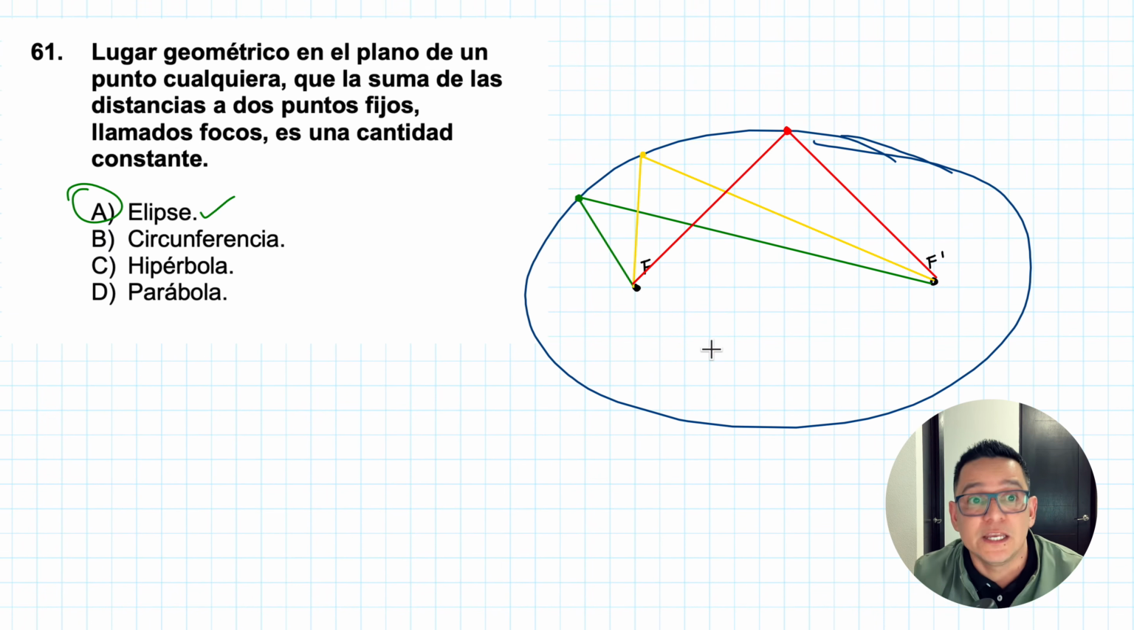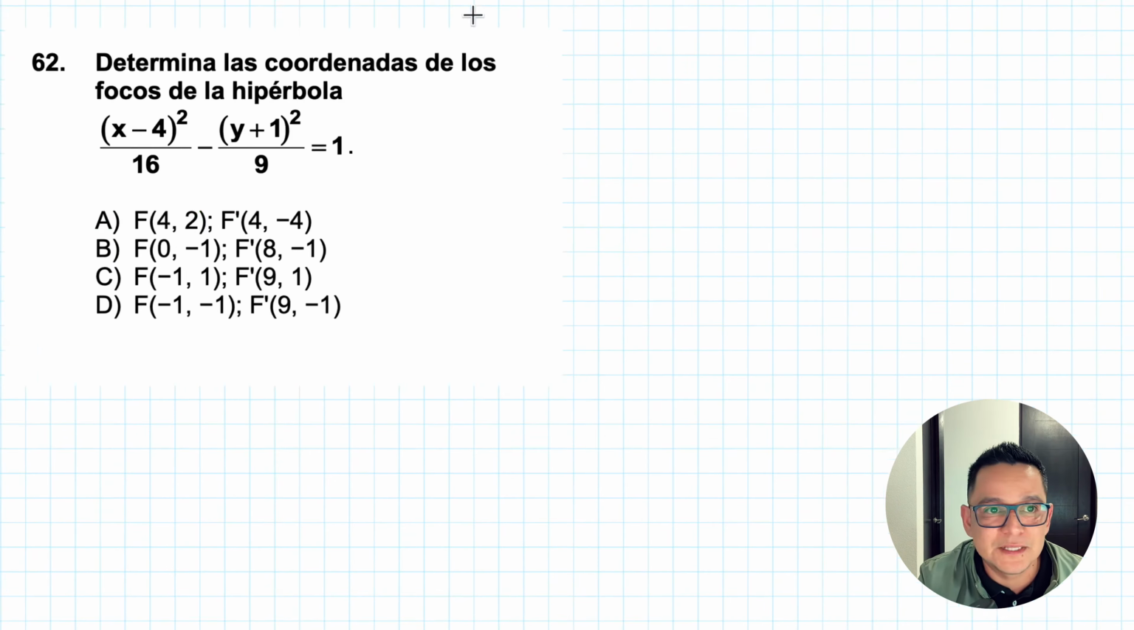That must happen, so it states, that geometric place in the plane of any point, where the sum of the distances to two fixed points, called foci, is a constant amount. That's why I say those distances, the sum of the two segments, must always be equal. And precisely when this is formed, that's when we say we have an ellipse. Okay, so that would be the correct answer. That's why I tell you that in the end, it was a completely theoretical question.